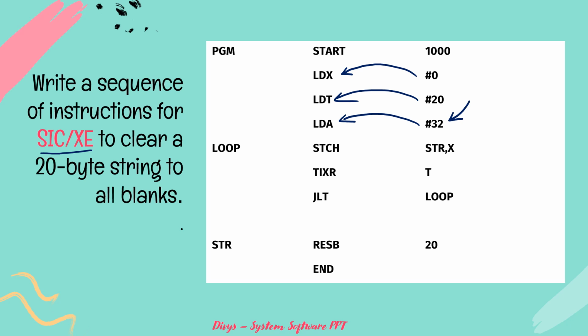Now we have done the same thing. We are storing the value of space into the first location of str. Then we have used TIXR and the T register. That means it will do X is equal to X plus 1 and it will compare with the value inside T, that is 20. And if it is less than 20, the loop would be repeated. So the same process is done for the next location.